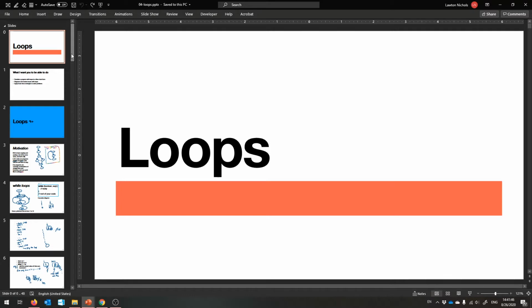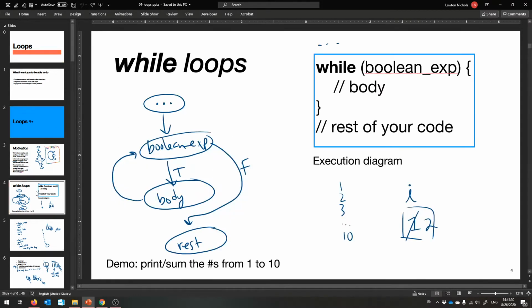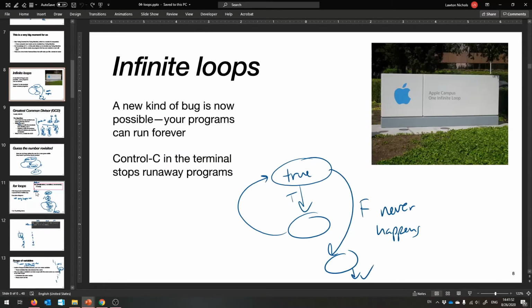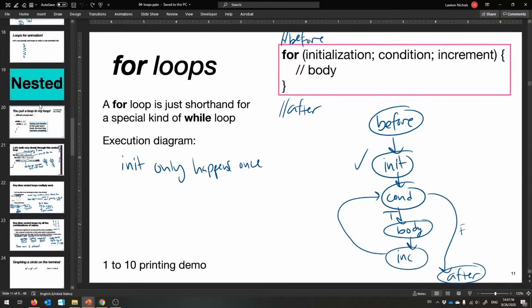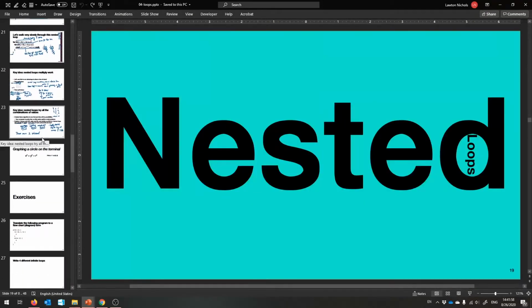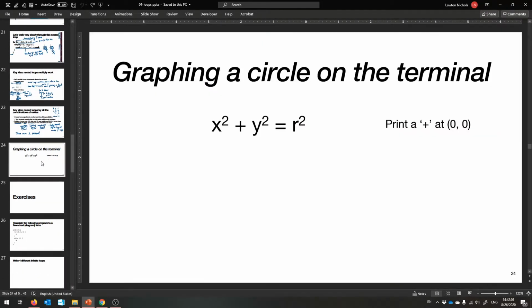We are pretty much done with these slides on loops, and we have gone quite far, I think. We've talked about while loops, infinite loops, for loops, those are the main ones, nested loops. Those were difficult, and we're going to practice that some more before we finish these slides, okay?